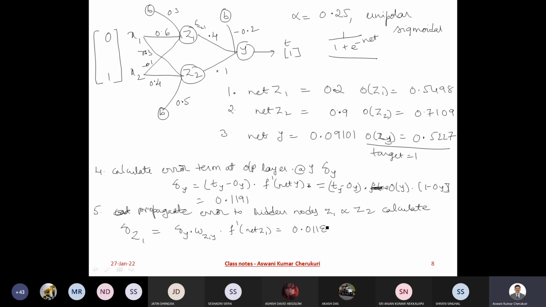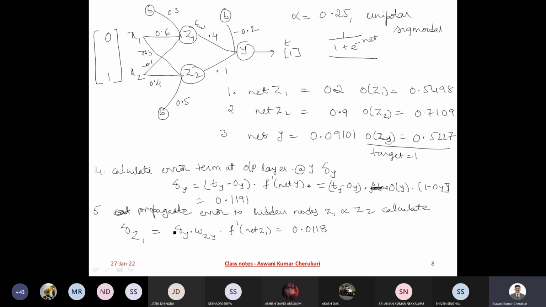Now imagine you have two nodes in the output layer, y1 and y2. Then what would have been the term? The answer is 0.0118. Imagine you are having two nodes in the output layer.